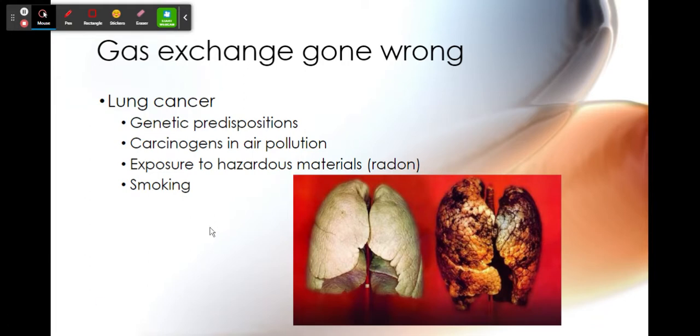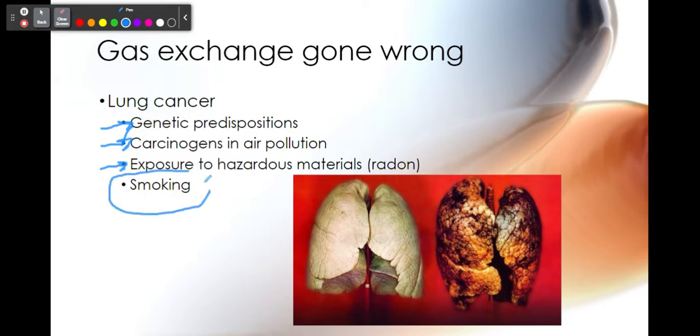Good. So now that we pretty much understand this idea of ventilation and gas exchange, we're going to talk about when it gets broken. So, gas exchange gone awry. Lung cancer is definitely a problem that is going to impact our ability to exchange gases. Things that can lead to lung cancer: some of us just have genetics that lead to an increased chance of lung cancer. Sometimes we breathe stuff in the air, carcinogens in the air. Sometimes we're exposed to nasty stuff like radon. Less so now, but back in the 60s, we had a lot of radon, especially in basements in the Northeast.